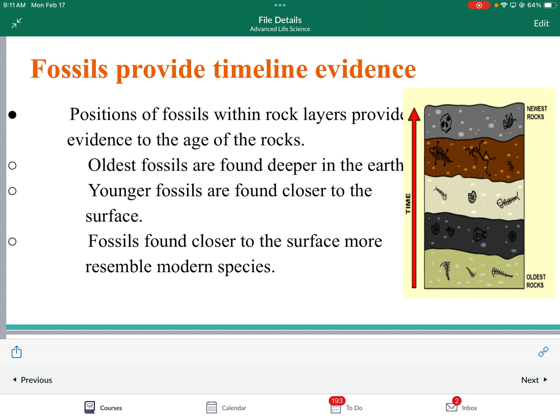Law of superposition. Once you guys have that written down, what you want to do is consider the oldest rocks are in the deepest layers of the earth, generally. There are exceptions because of earthquakes, because of different shifts in landforms. And then the most modern fossils are in the top layers of the landforms.